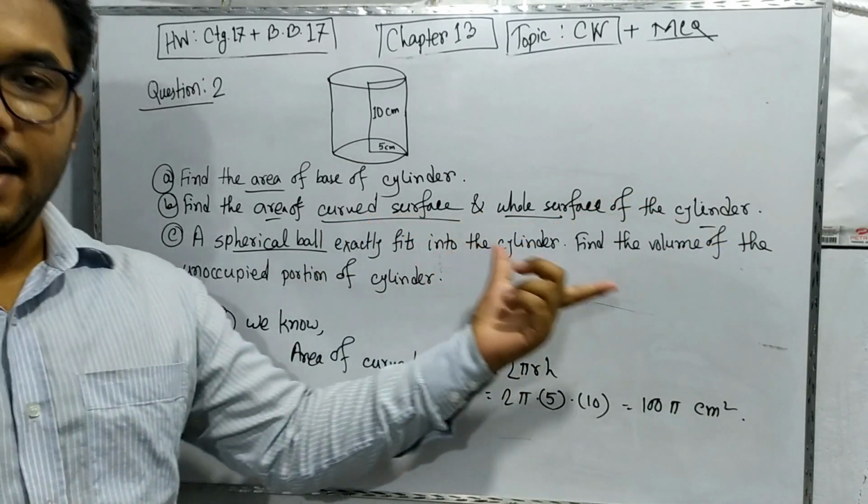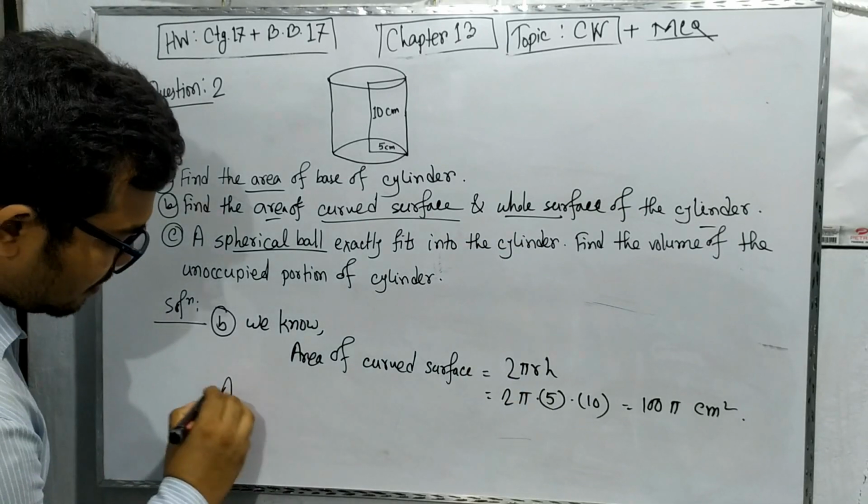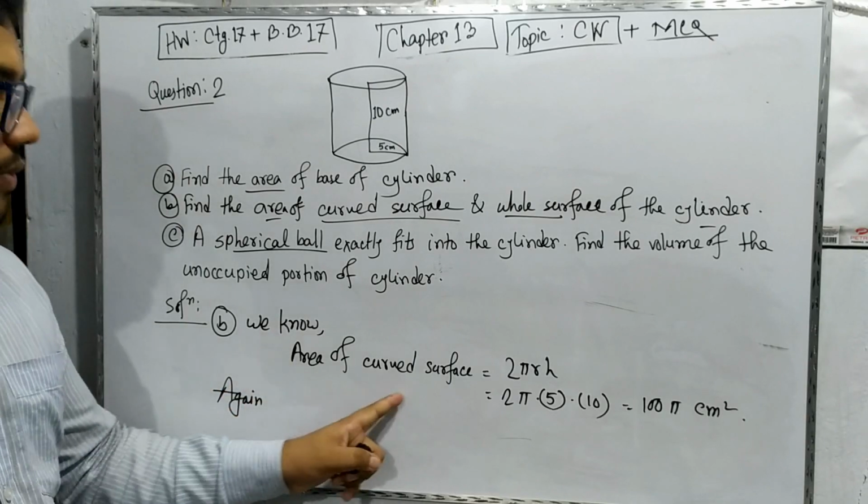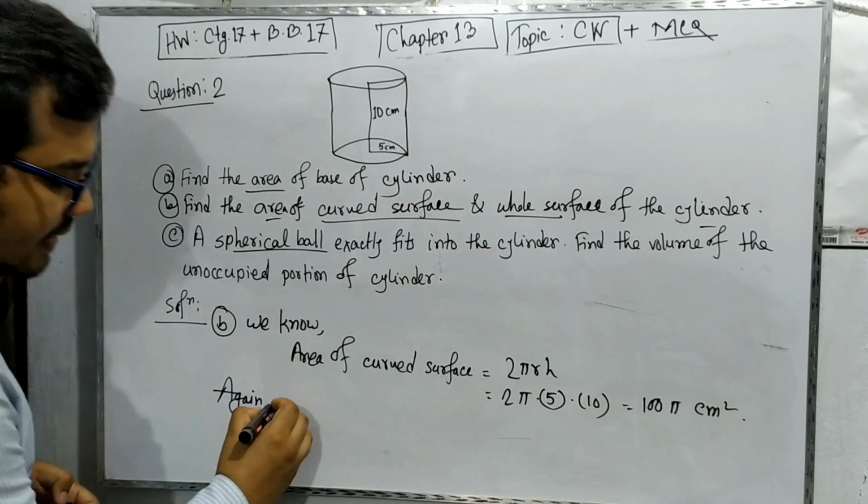And now we have to find the whole surface of the cylinder. This is also an area we have to find. Again, the whole area of the surface of the cylinder.